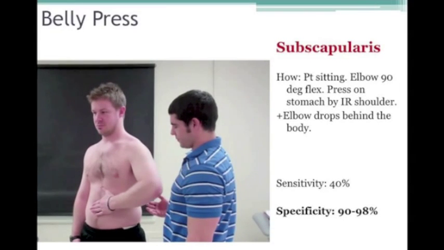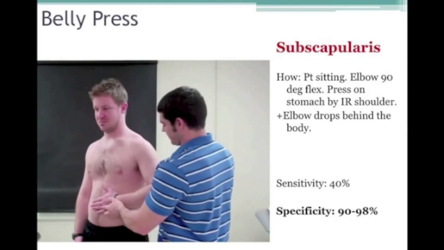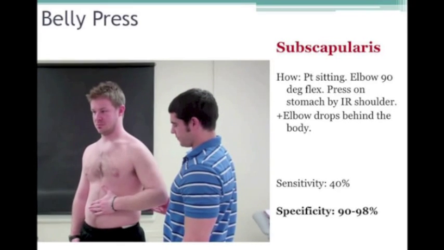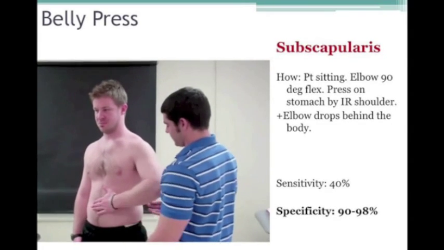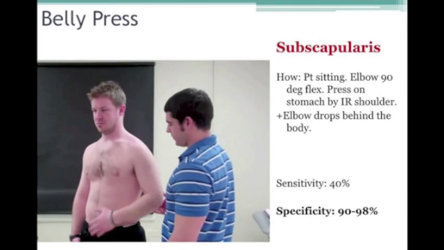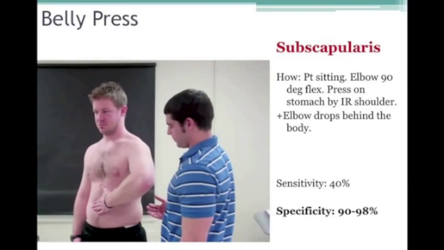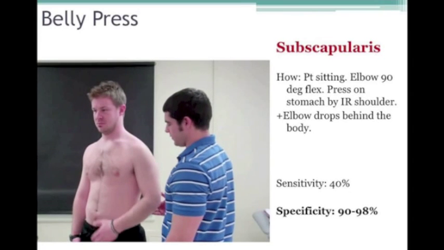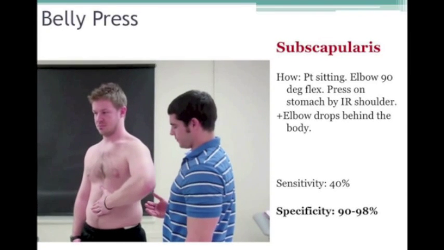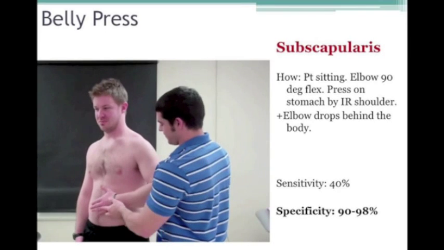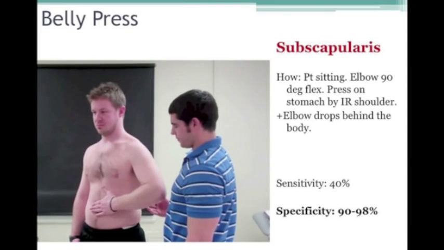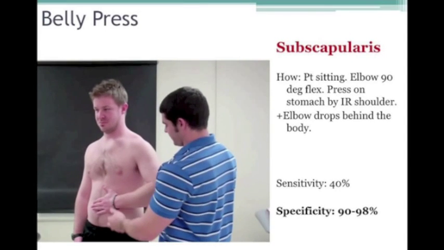Belly press, again, same kind of test. Patient is sitting, the elbow at 90 degrees of flexion. Press on the stomach by internally rotating the shoulder. And when the patient is pushing on the stomach, the elbow drops behind the body. It suggests that the patient needs the lats to extend the shoulder instead of internally rotating, suggesting subscapularis weakness and possible tear.